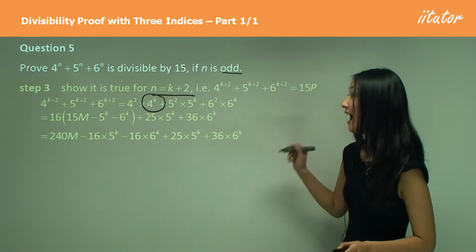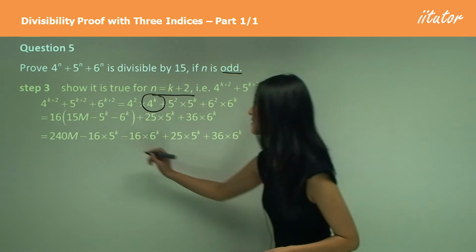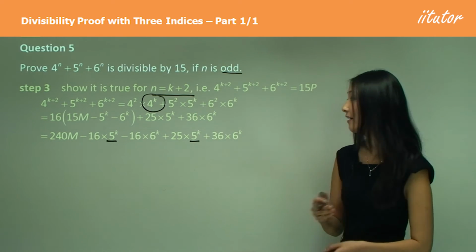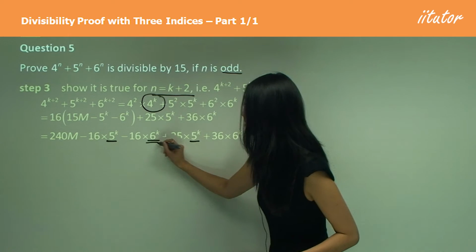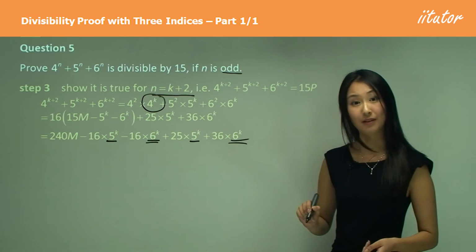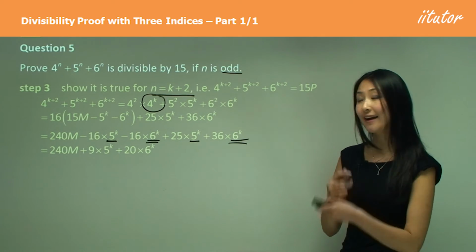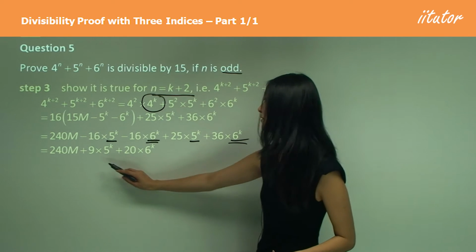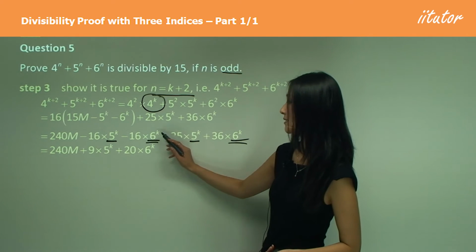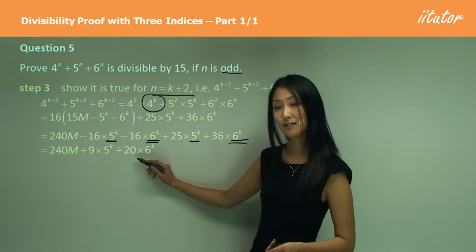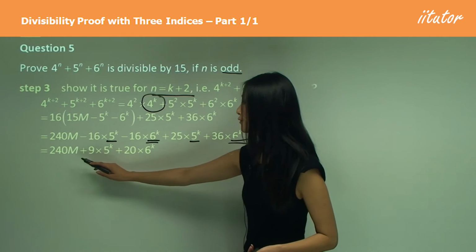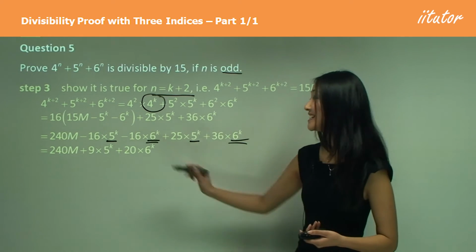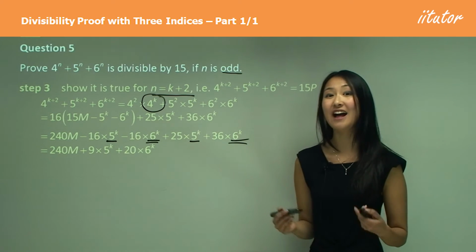Yes, that's right. I put together the common factors. So this and this is common, so I can just add that together. And now this and this is also common, right? So what I've done is just added them together. 25 subtract 16 gives me 9. 36 subtract 16 gives me 20. Yeah? Okay, I have 240, which I can take out 15 for. 9 and 20, I can't take out 15 for either of those.